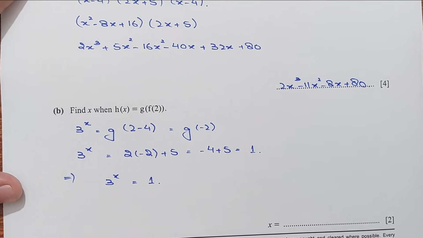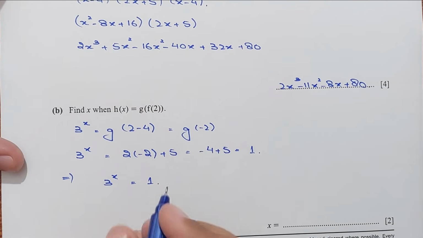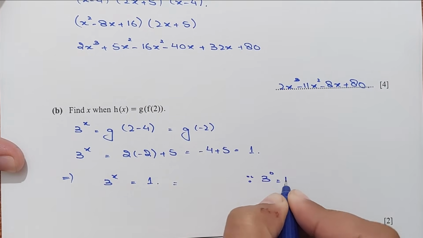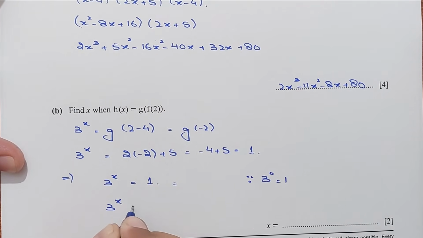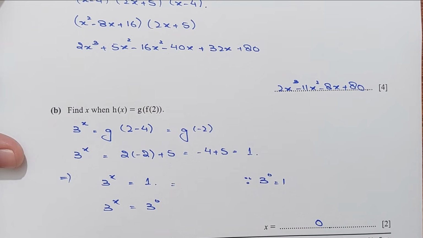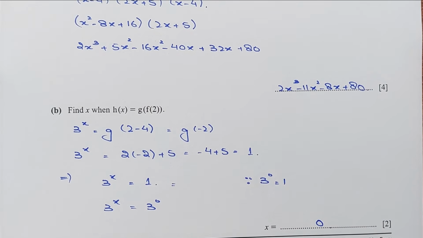We have to solve for x here. So as we know that 3 exponent 0 equals 1, we can rewrite 1 as 3 exponent 0. The bases are the same, we can compare the powers. So the x value is equal to 0, right? So that was the last question of our paper.